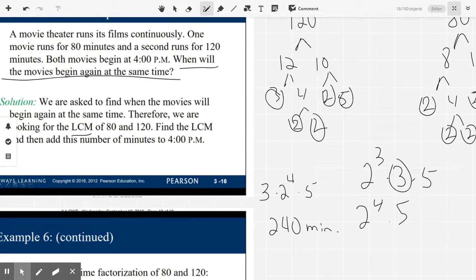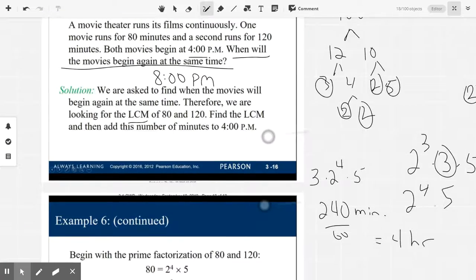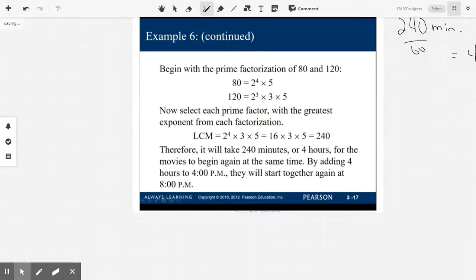So 240 divided by 60 is 4. So 4 hours later, these two movies will sync back up and start at the same time, which will put us 4 hours past 4 p.m., which would be at 8 o'clock p.m. All right. So that is our least common multiple problem we use with it.